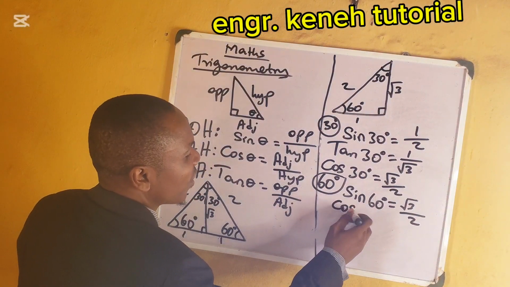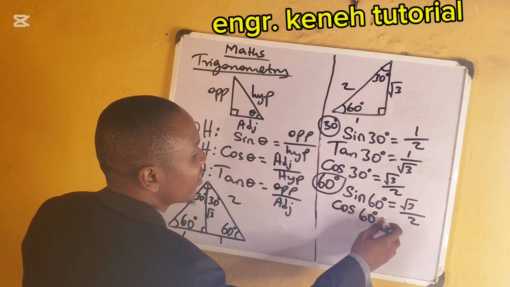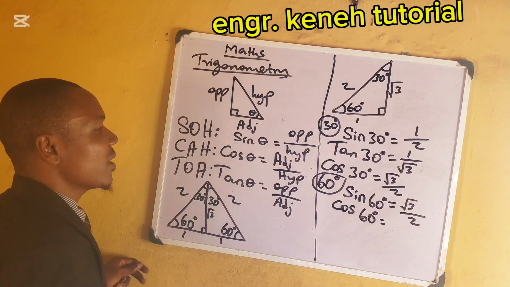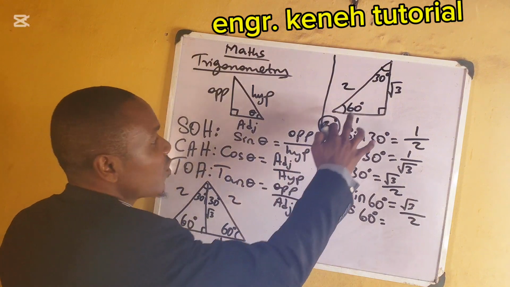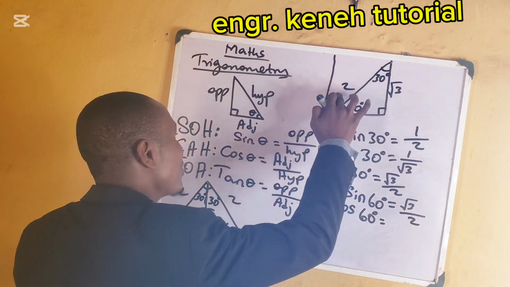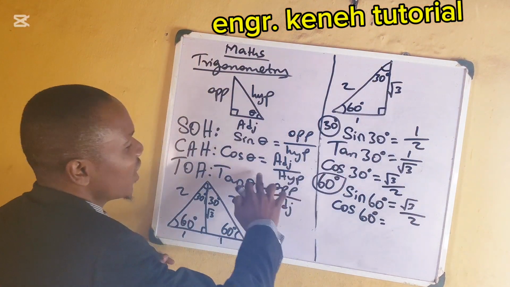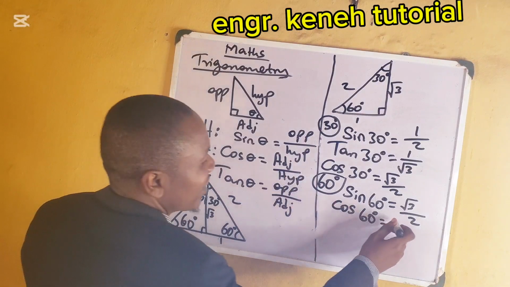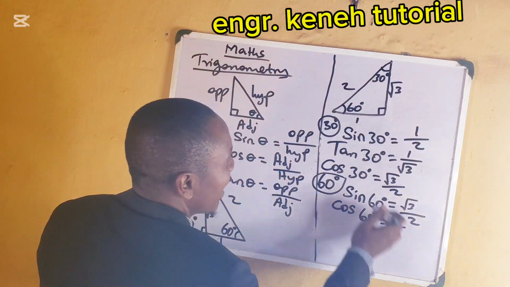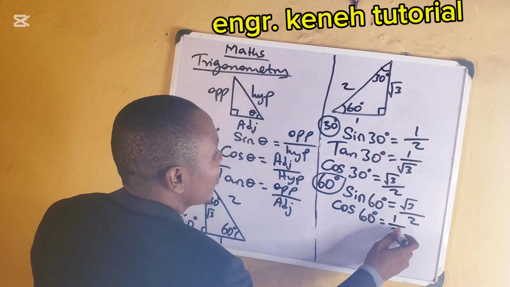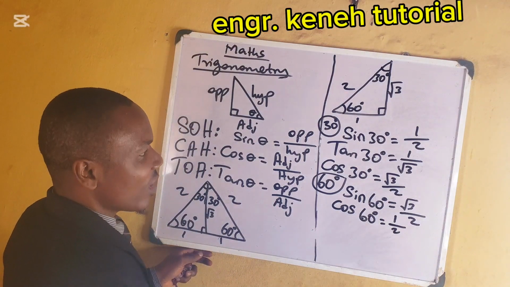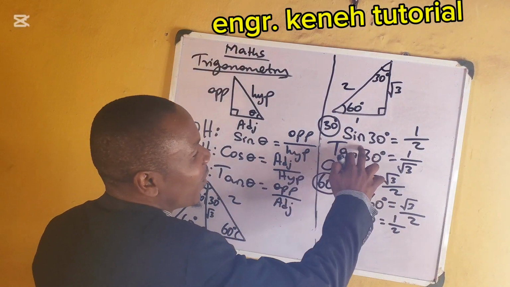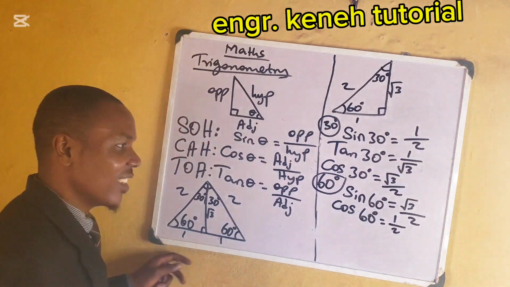We have cos 60 degrees like this. Cos 60 degrees, look at 60 here. Cos means adjacent over hypotenuse. So if here is the opposite and here is hypotenuse, look at the adjacent here. So adjacent over hypotenuse simply means 1 over hypotenuse, which is 2. Can you see that? So cos 60 degrees is equal to 1 over 2. It means that cos 60 degrees is equal to sine 30 degrees.